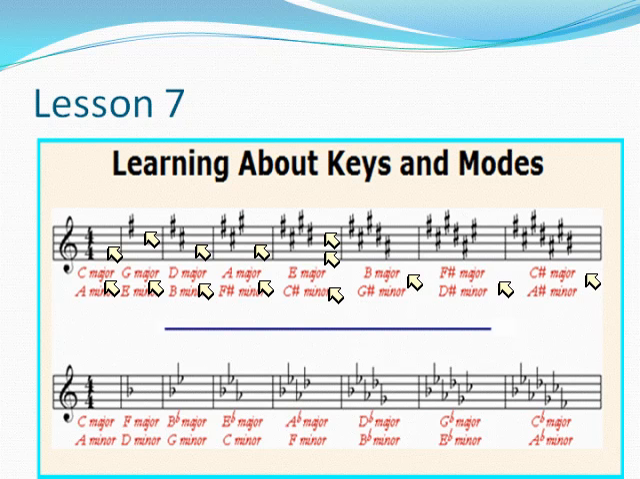Then we're going to the flat keys, and F major has 1 flat, B flat major 2 flats, E flat major 3 flats, A flat major 4 flats, D flat major 5 flats, G flat major 6 flats, and C flat major 7 flats. Underneath each one of these, you'll see a different key signature, and that's the relative minor of the major keys there, which I'm going to discuss with you a little bit later.